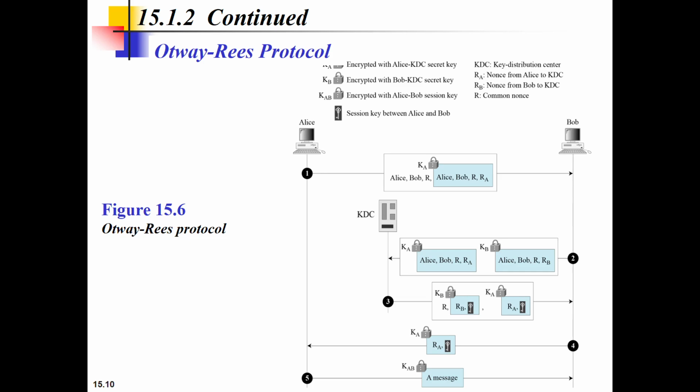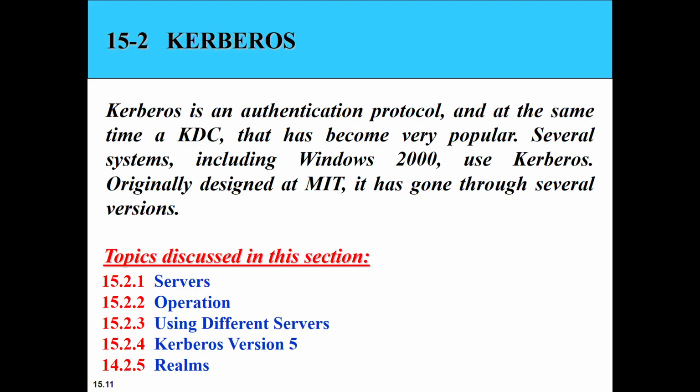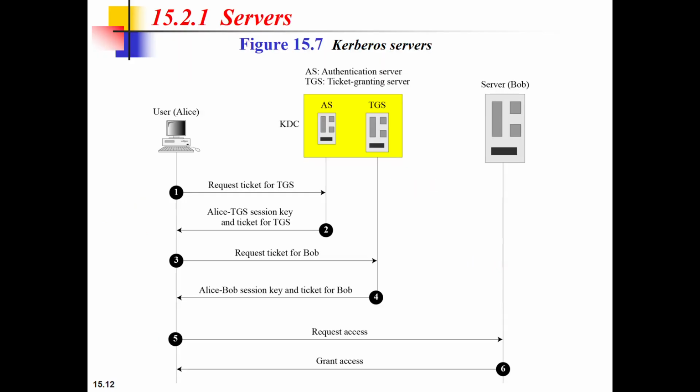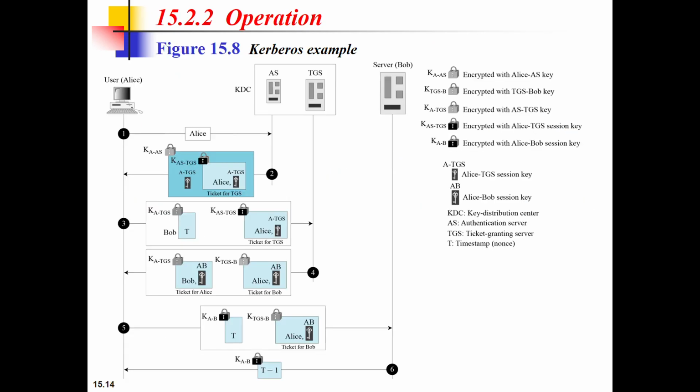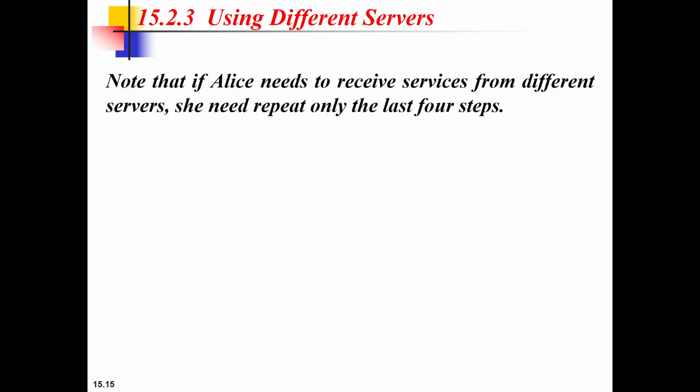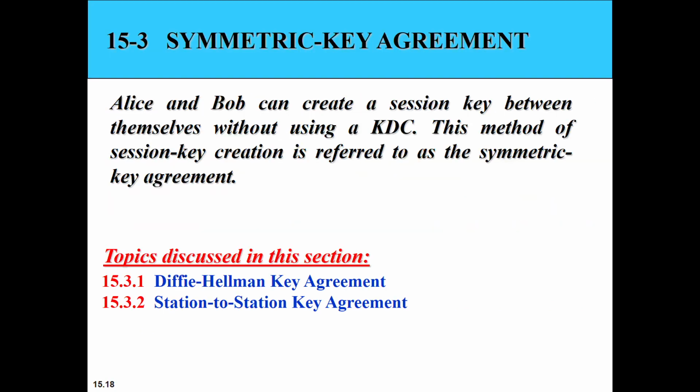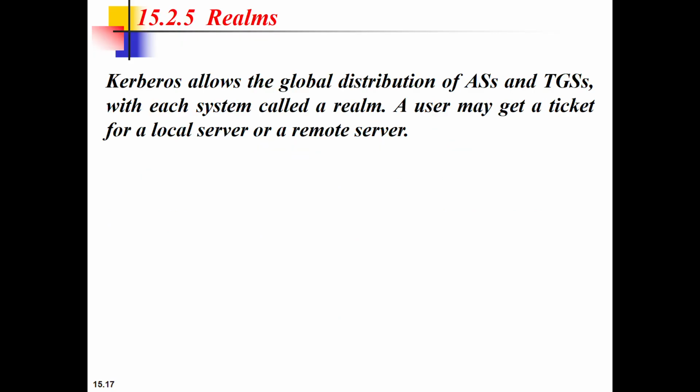Now, the most commonly used protocol is called the Kerberos protocol. In the Kerberos protocol, there are basically two servers in the KDC, called the authentication server and the ticket granting server. This protocol is discussed in the lecture clearly. Now this is basically the symmetric key distribution till here.